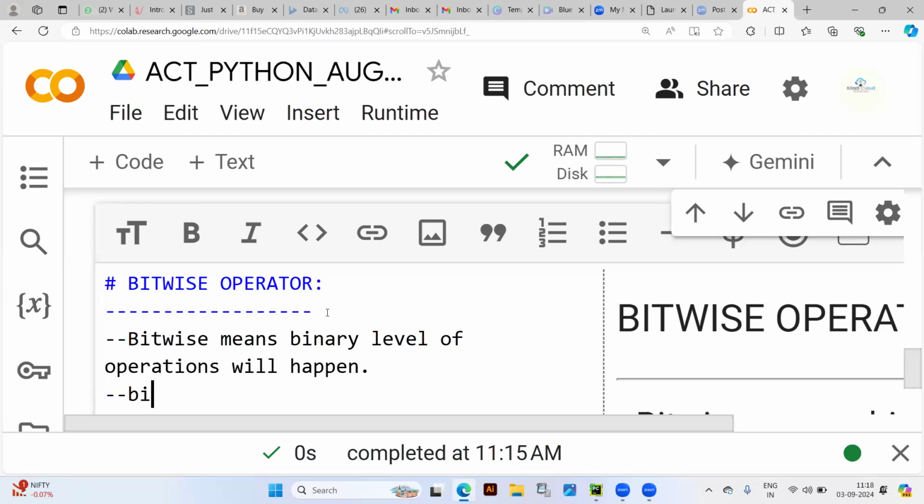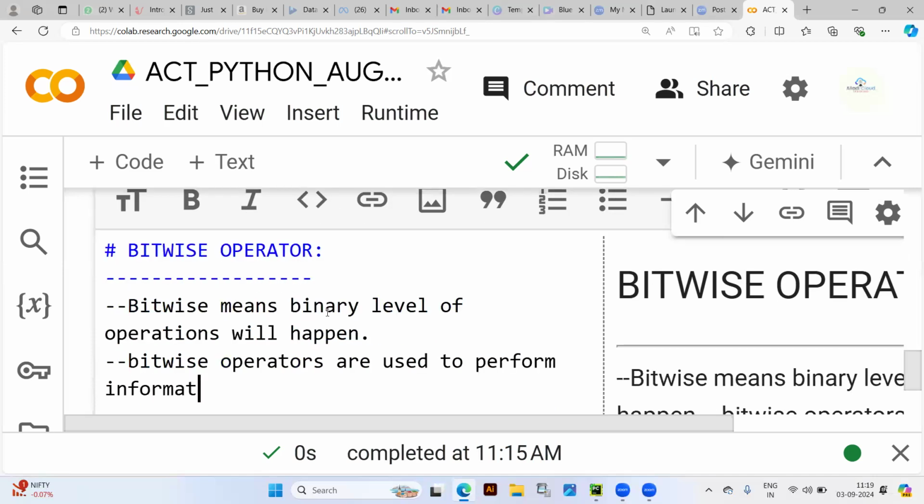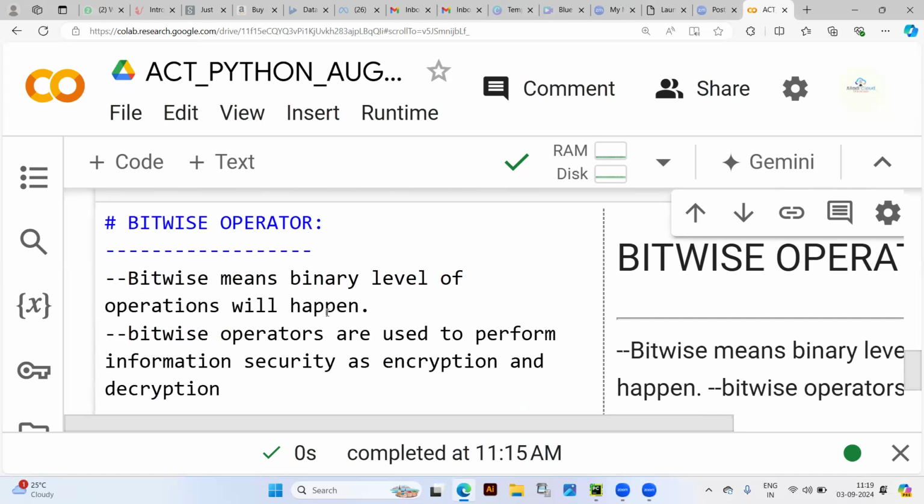As per my knowledge, bitwise operators are used to perform information security, such as encryption and decryption. Wherever communication of data takes place between two electronic devices, when the data is transferring between the two devices, a hacker may be trying to steal your confidential information, and that we need to protect.